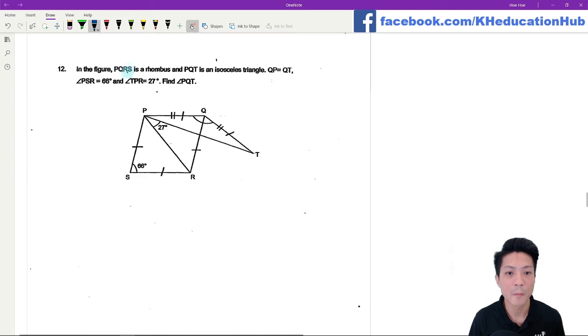Question 12. PQRS is a rhombus. PQRS. Okay, QT is an isosceles triangle. QP equals to QT. ESR is equals to 66. EPR is equals to 27. They want us to find what is PQE over here.